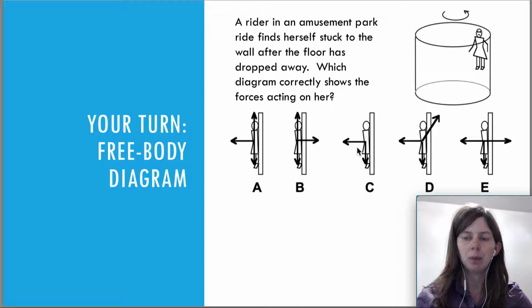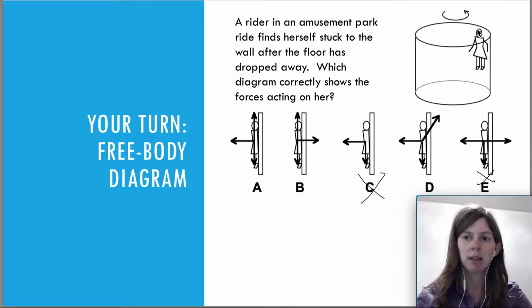So the key is to be able to identify the forces here. So we know that she's not sliding up or down here because she's stuck to the wall. So for any downward force, there must be an upward force to oppose it so that she doesn't slide down. So that means that C and E are not good choices because there are no upward forces. And then we just have to figure out the other forces.